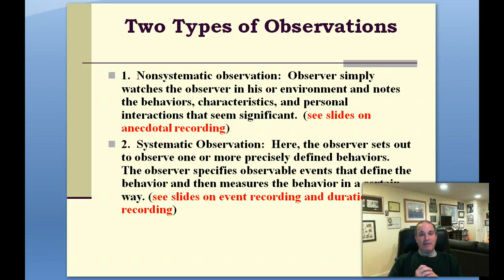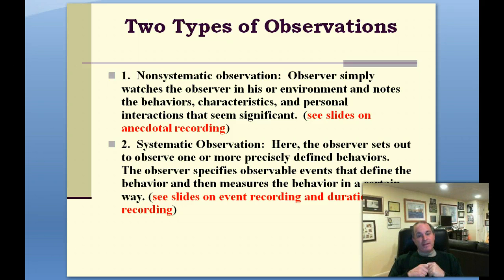Now, there are 2 types of observation that you need to understand: non-systematic and systematic. Non-systematic observation is where the observer simply watches the student in his or her environment and notes the behaviors, characteristics, and personal interactions that seem significant. And we'll see the slides on anecdotal recording on this. And you'll notice on this slide there's a typo. It should say the observer simply watches the student in his or her environment, not simply watches the observer. Systematic observation is where the observer sets out to observe one or more precisely defined behaviors. The observer specifies observable events that define the behavior and then measure the behavior in a certain way.